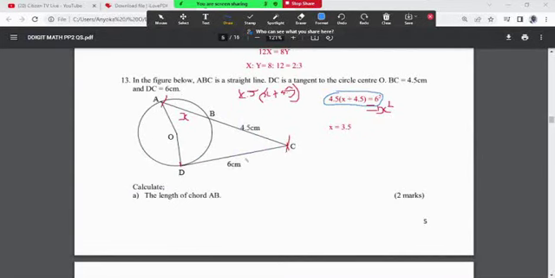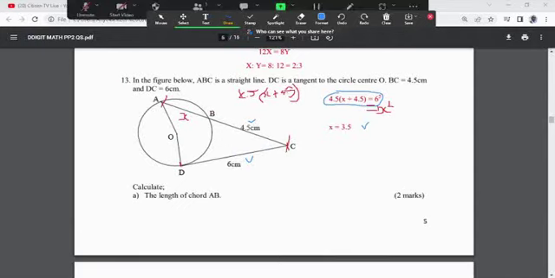DC squared, 6 squared, equals BC, 4.5, times AC, where AC is X plus 4.5. Then you work out, you get 3.5. Using your calculator, we take the 4.5 times 4.5 to the other side. We subtract that, 6 squared minus 4.5 times 4.5. It gives us 3.5.